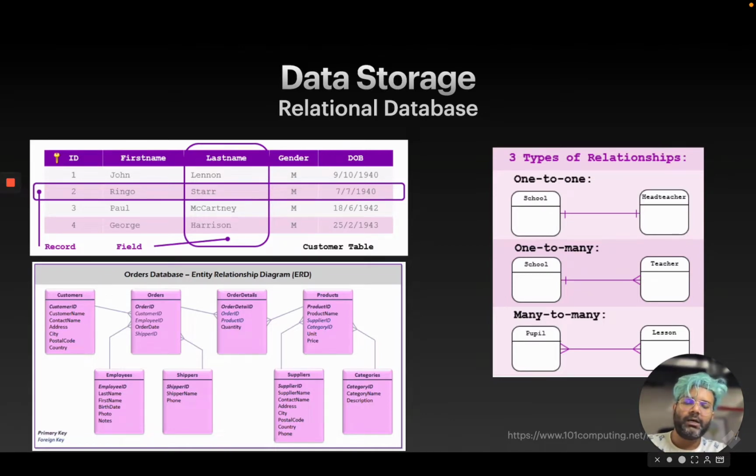Now there is a one-to-many mapping, wherein, again taking that school example, there could be many teachers that are associated with one school, but the reverse is not true. One teacher cannot be associated with many schools.